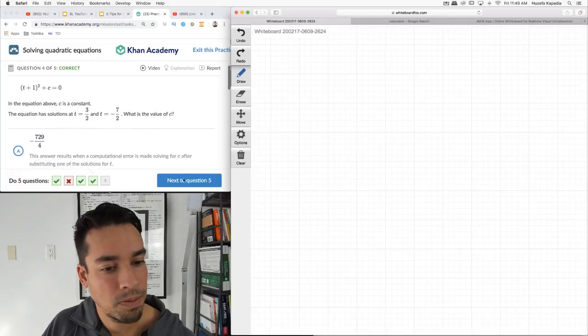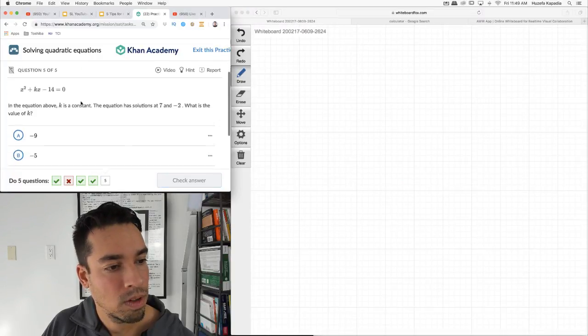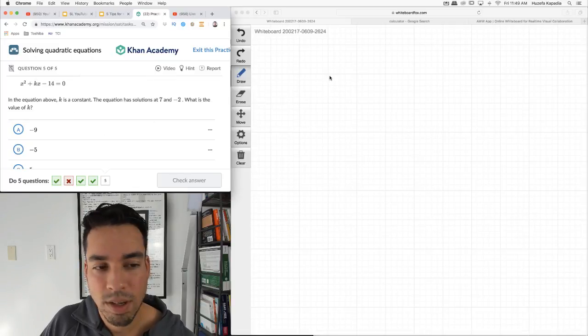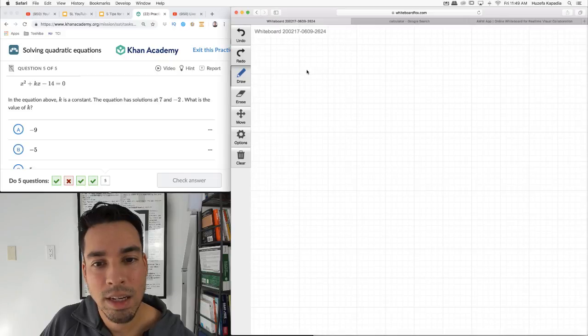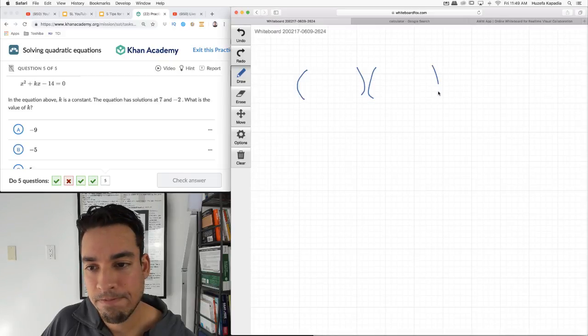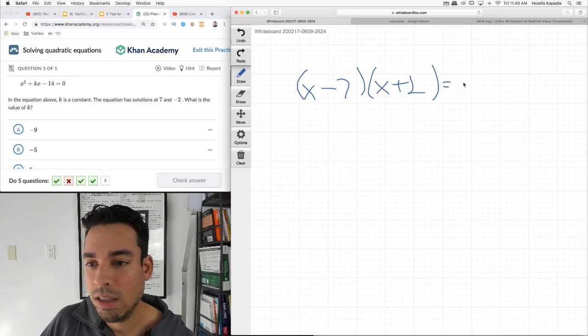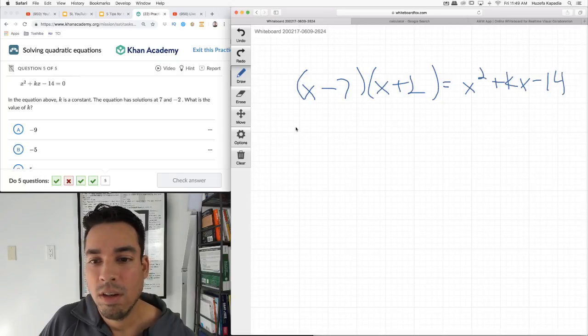Question number 5. In the equation above, k is a constant. The equation has solutions 7 and negative 2. What is the value of k? All right. So again, it's giving us these solutions, and I'm going to plug it straight into factored form. That means this should factor to x minus 7, x plus 2. Okay, and this theoretically should equal x squared plus kx minus 14.